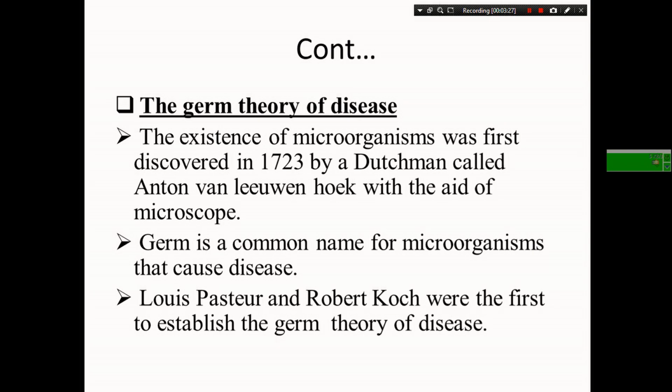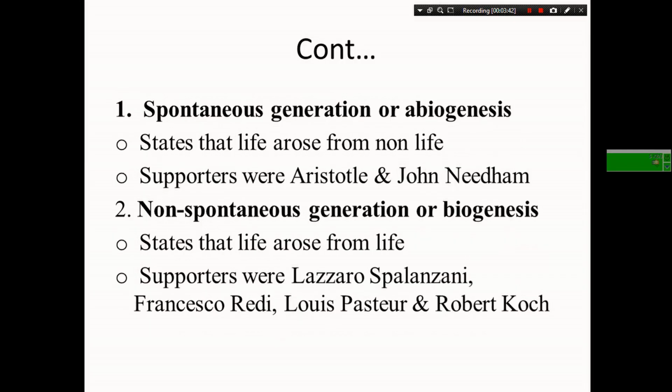The germ is a common name for microorganisms that can cause a disease, in other words, pathogens, disease-causing microorganisms. Louis Pasteur and Robert Koch were the first biologists or scholars to establish the germ theory of the disease. There are two perspectives or two views. Most scholars debate spontaneous generation or abiogenesis, and non-spontaneous generation or biogenesis.